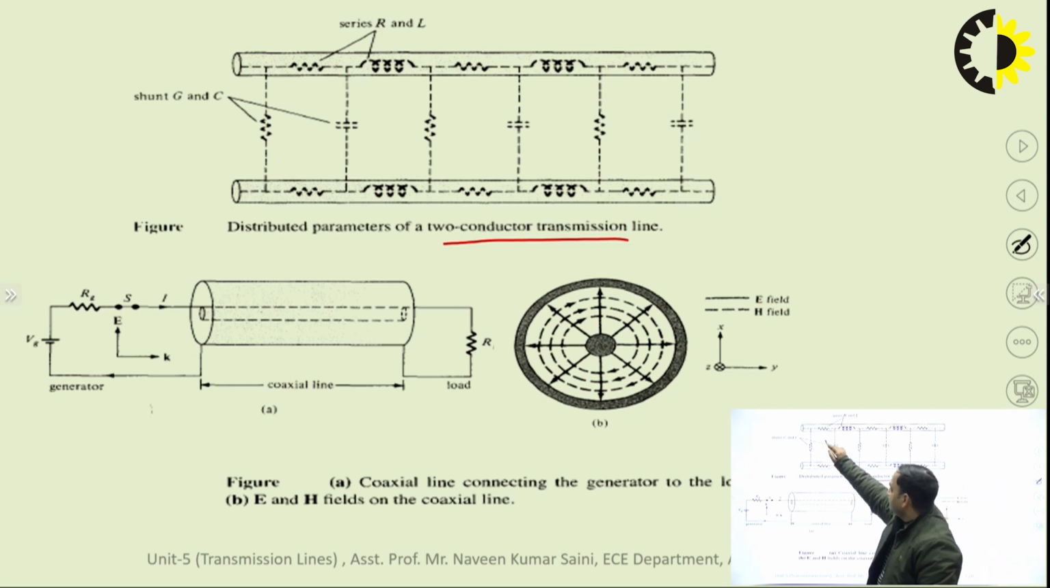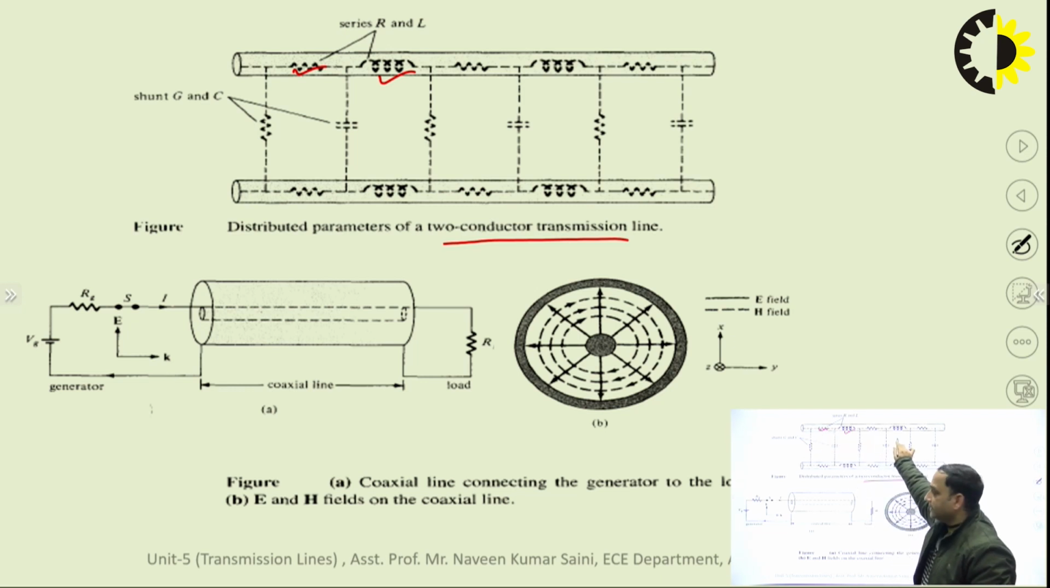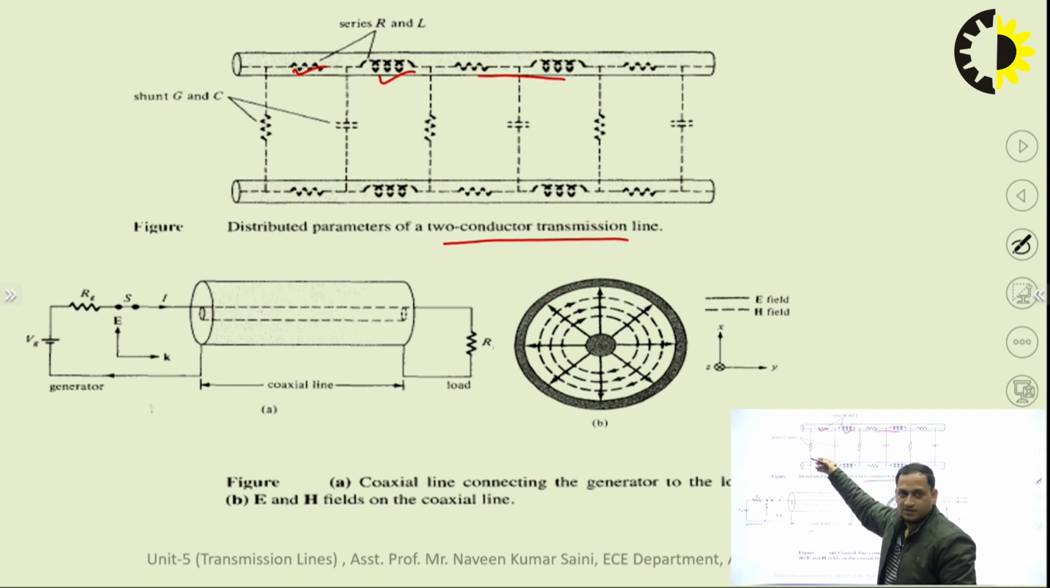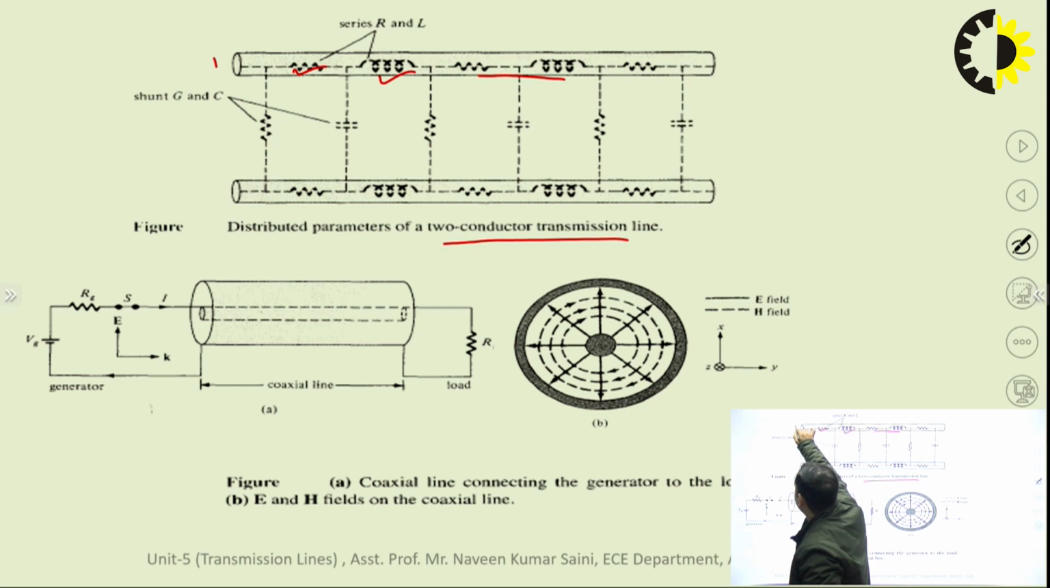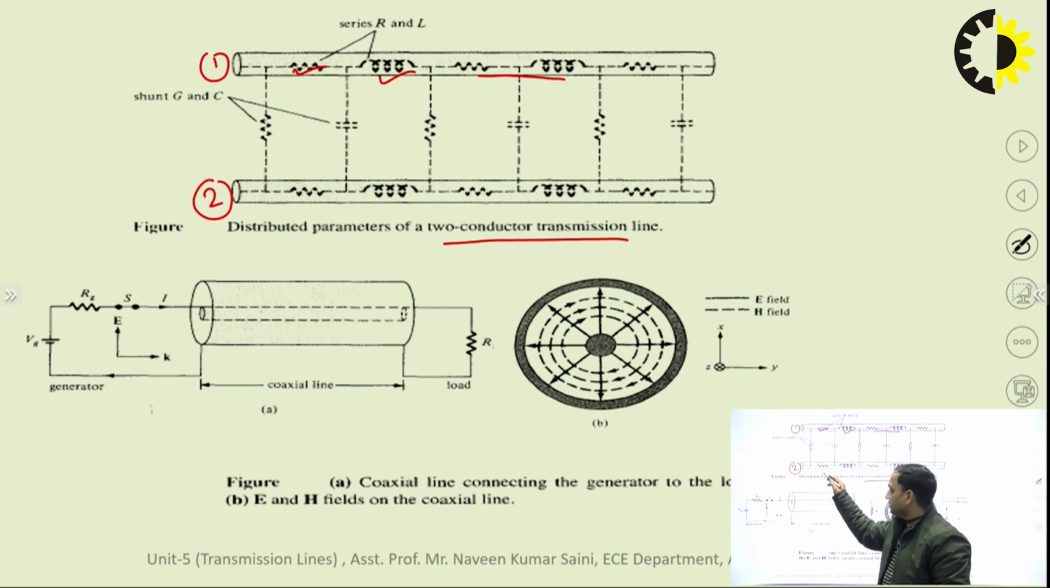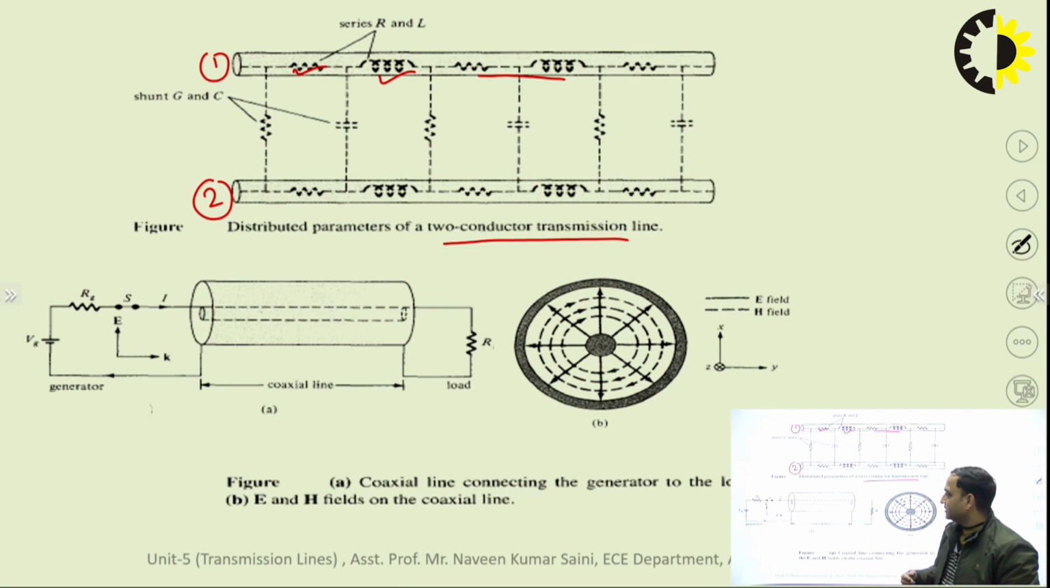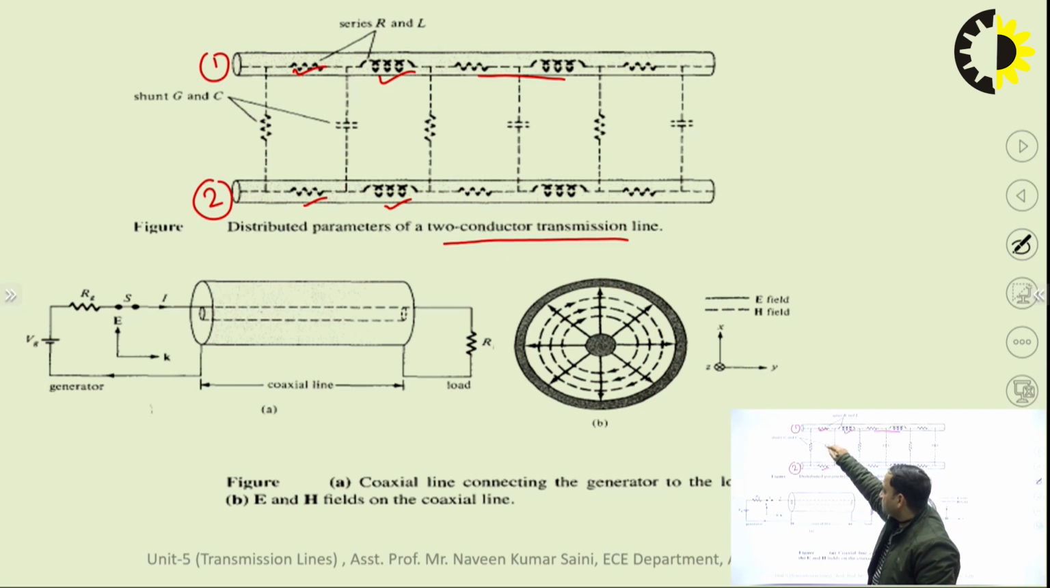Here we see that the resistance and the inductance are through the line, right. So, these are distributed through the line, and here itself there are two conductors. This is conductor number 1 and this is conductor number 2. Each line has a distributed resistance and inductance, right. In between these two conductors we have the dielectric.